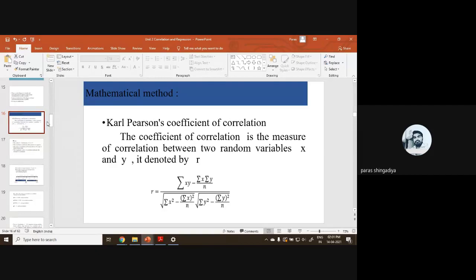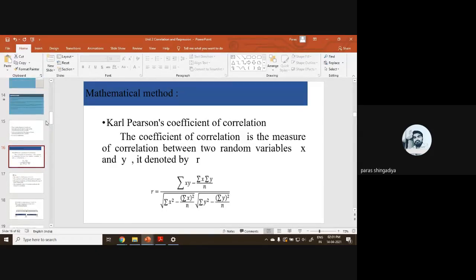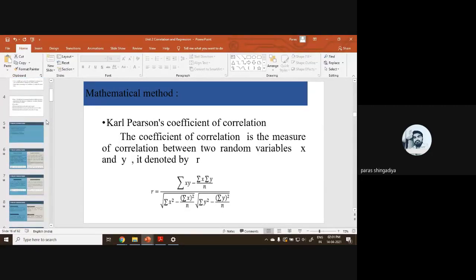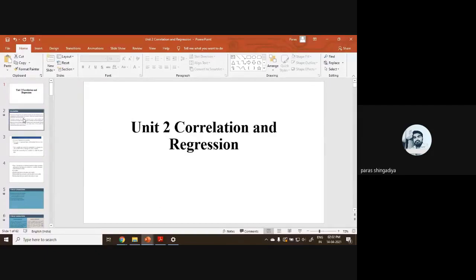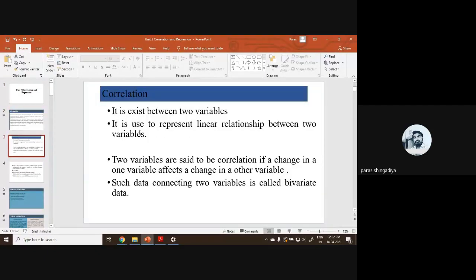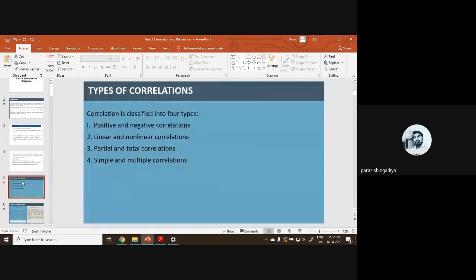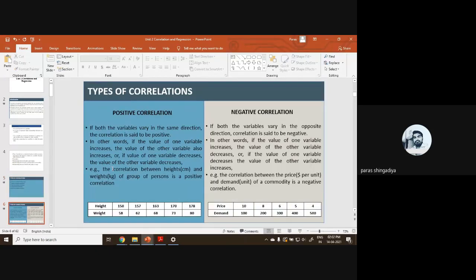Okay. So yesterday we had started unit number two, and in this part we had discussed the correlation and regression definition, and we had started the correlation concept and its various types. Four types of correlation: positive, negative, then linear, non-linear, partial, total, and simple and multiple. And we will discuss its definition with its counter example, in which case we can say it is a positive correlation, negative correlation.